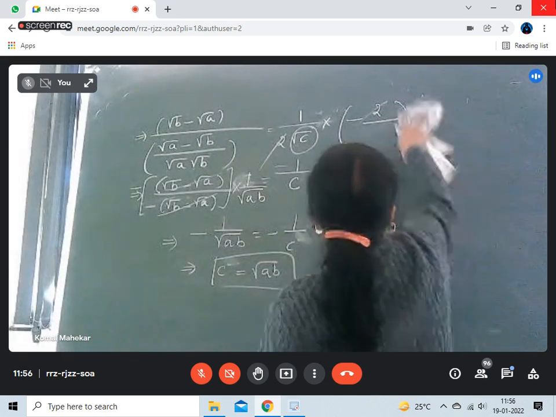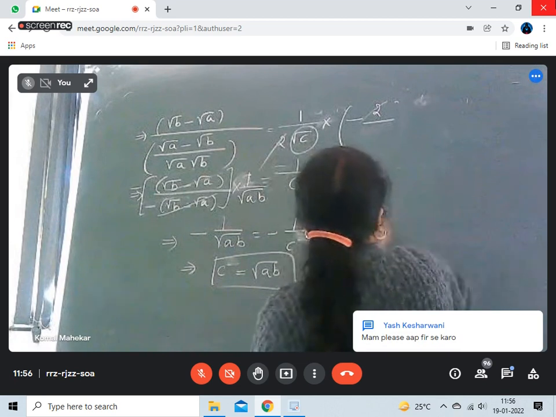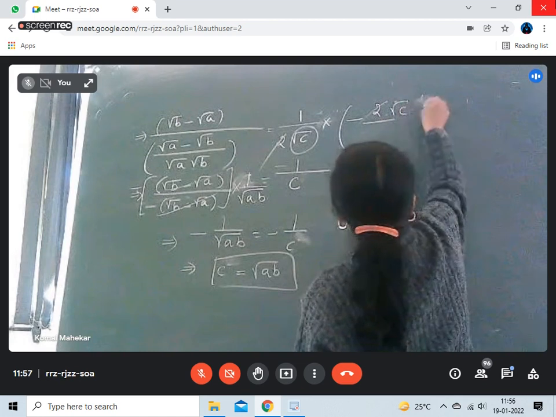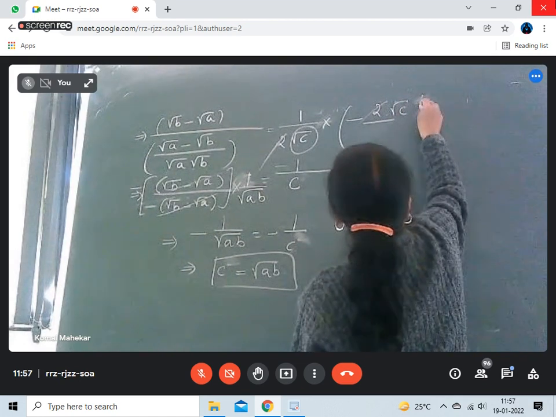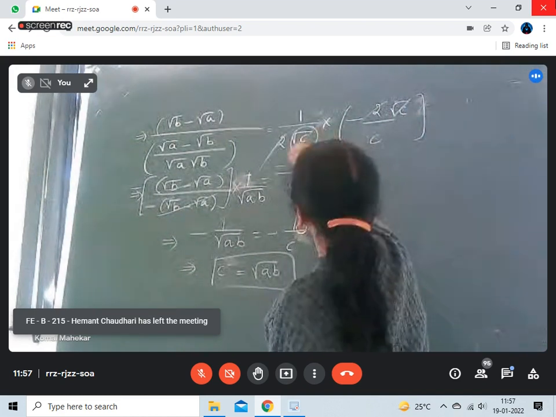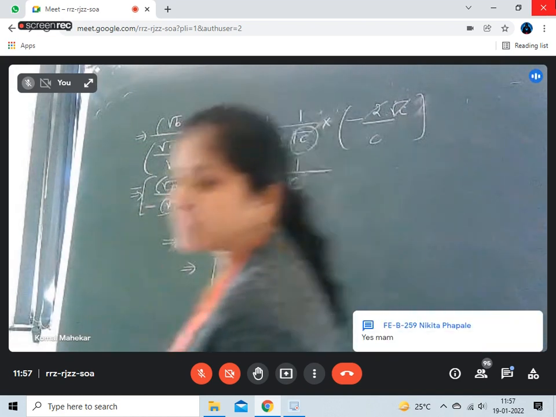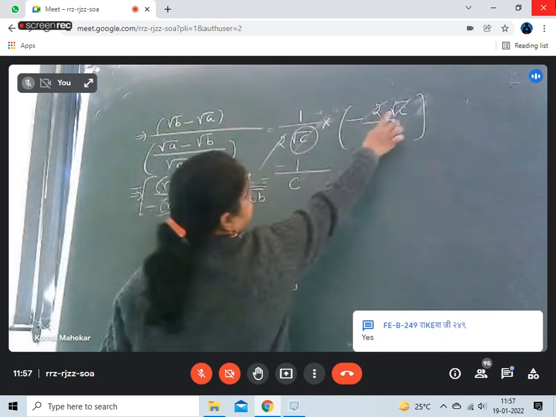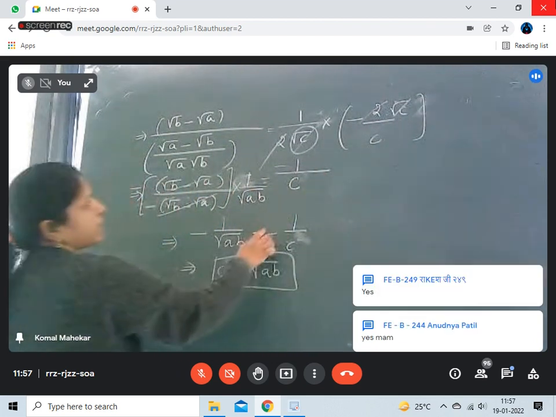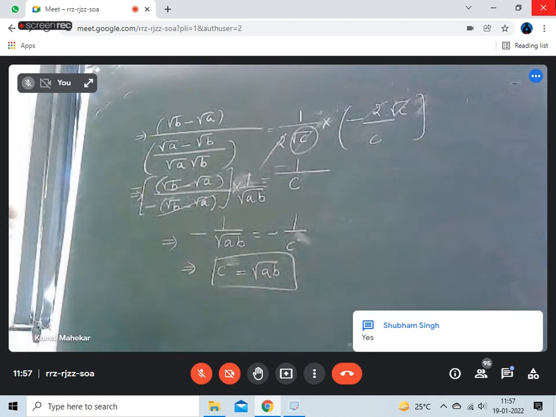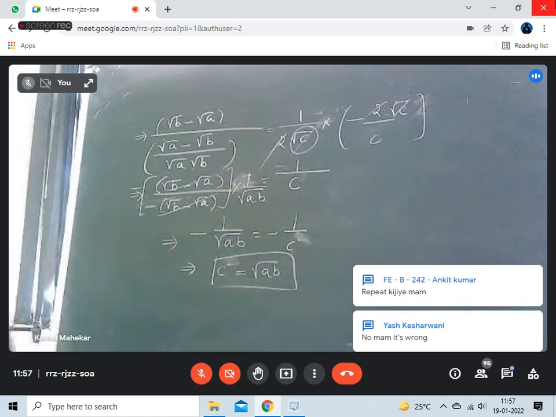This term should be in numerator. 2 into root C into C. So this term will cancel. Okay. Then you will get 1 by C as root A. Okay. So here this root C with root C get cancelled. You will get this as minus 1 by C equal with minus 1 by root AB. So C will be root AB. C is root AB means C is the geometric mean of A and B.